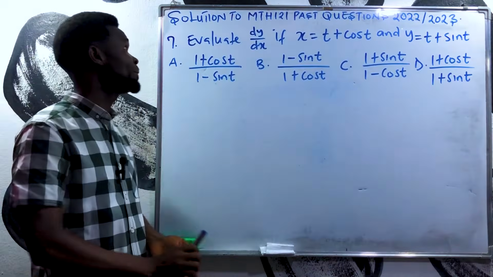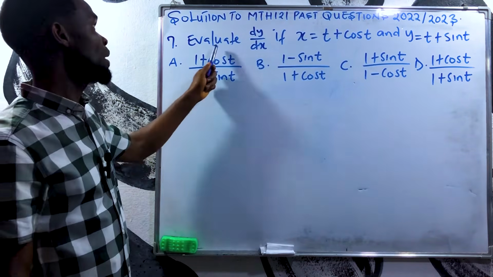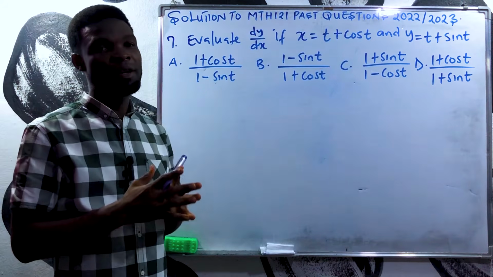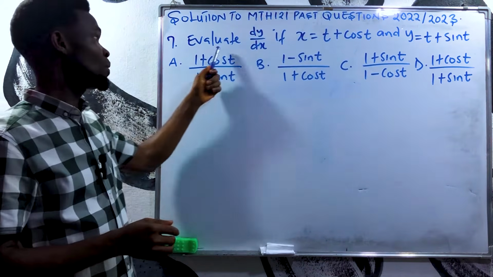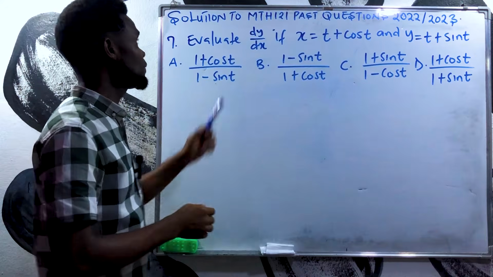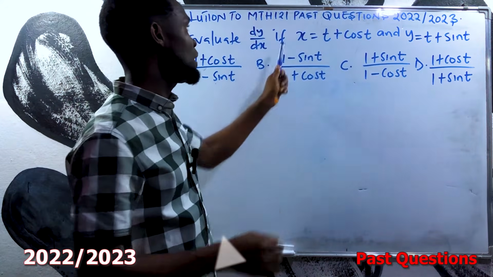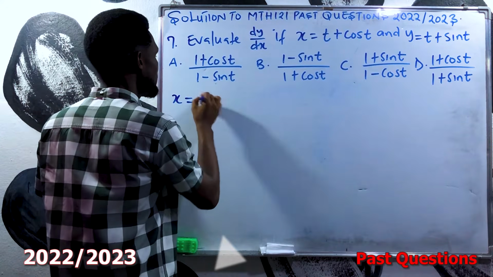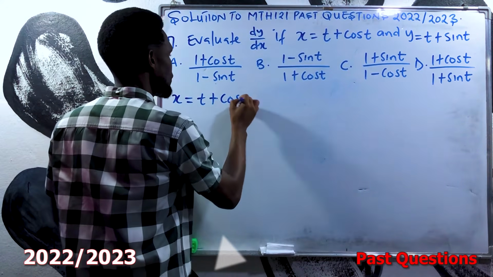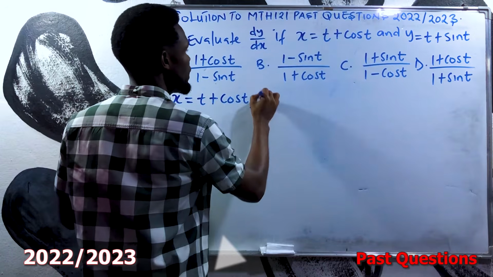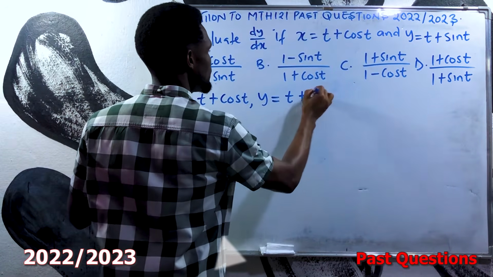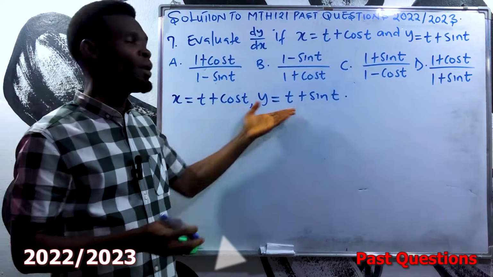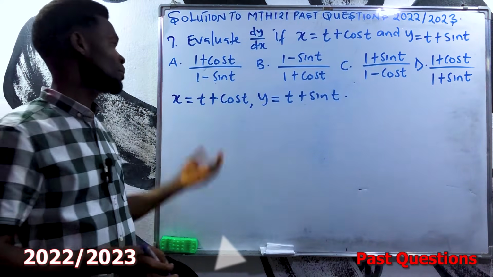Question number 7. It says evaluate. Please, according to that past question, I'm not going in a particular order. But here is a question in that past question. It says find or evaluate dy dx if x is equal to t plus cos t and y is equal to t plus sin t. Definitely, this is what we call a parametric function.